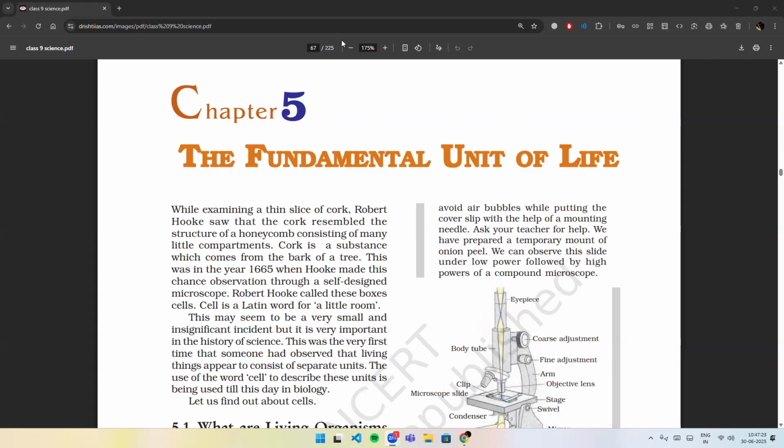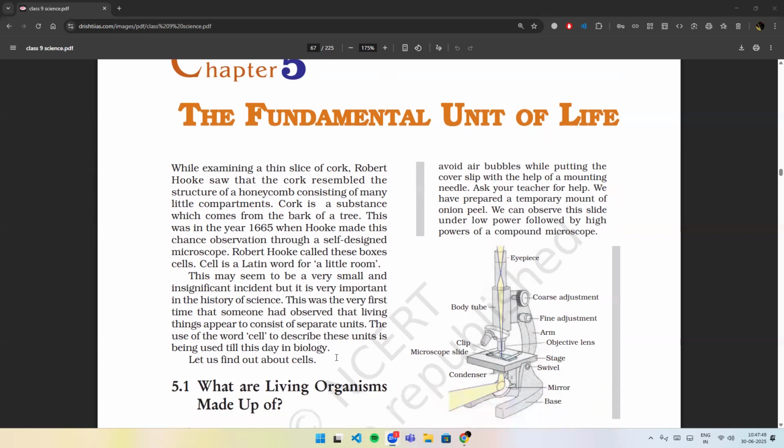So let's get started. While examining a thin slice of cork, Robert Hooke saw that the cork resembled the structure of a honeycomb consisting of many little compartments. Cork is a substance which comes from the bark of a tree. This was in the year 1665, when Hooke made this chance observation through a self-designed microscope. Robert Hooke called these boxes cells. Cell is a Latin word for a little room.